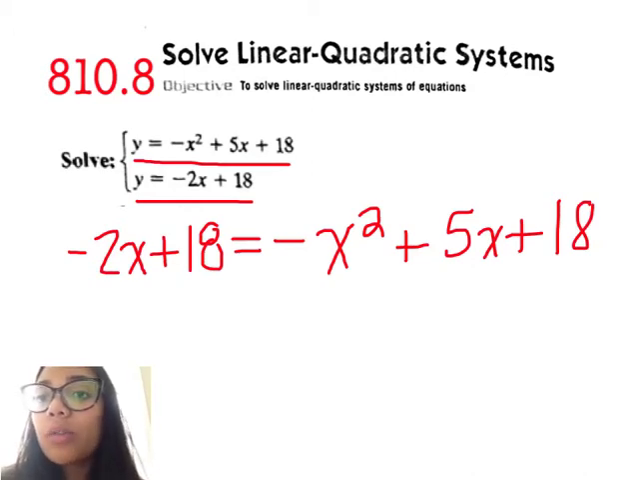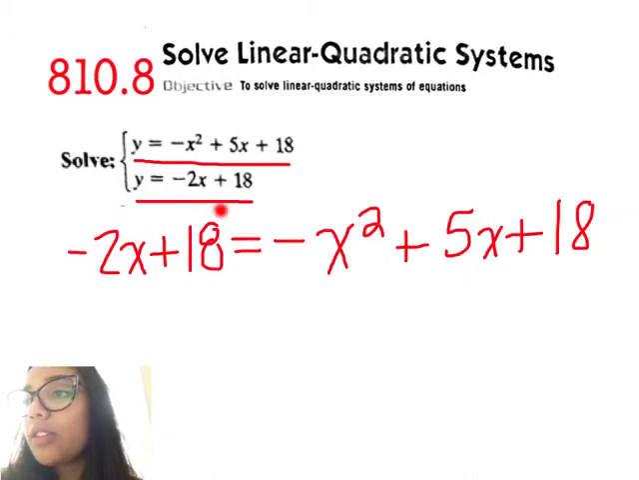So if x equals 0, I'm going to plug in 0 where x is. So y equals negative 2 times 0 plus 18. y equals 0 plus 18, which equals 18. So one of my solutions is going to be x equals 0, y equals 18.